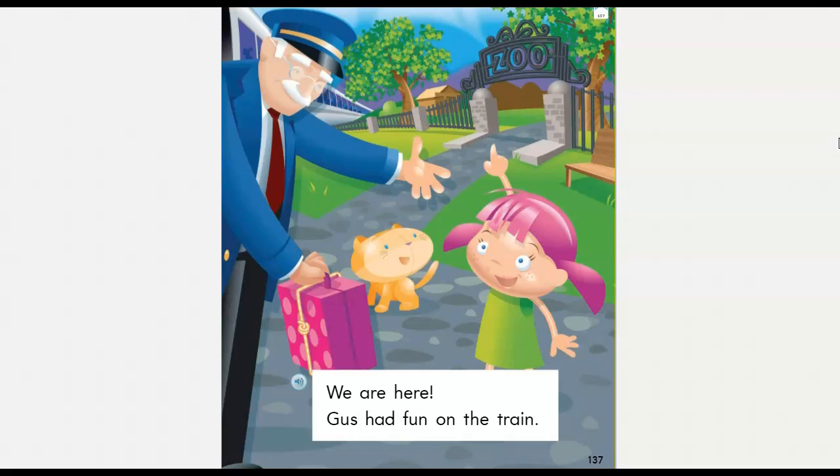So we could say first, Gus got on the train and found his seat. Next, Gus and Peg drank some milk. And last, Gus and Peg went to the zoo. So that, boys and girls, is an example of how we could summarize and retell what happened in our story. We gave enough details and told enough about what happened in the story without having to retell everything that happened in the story.